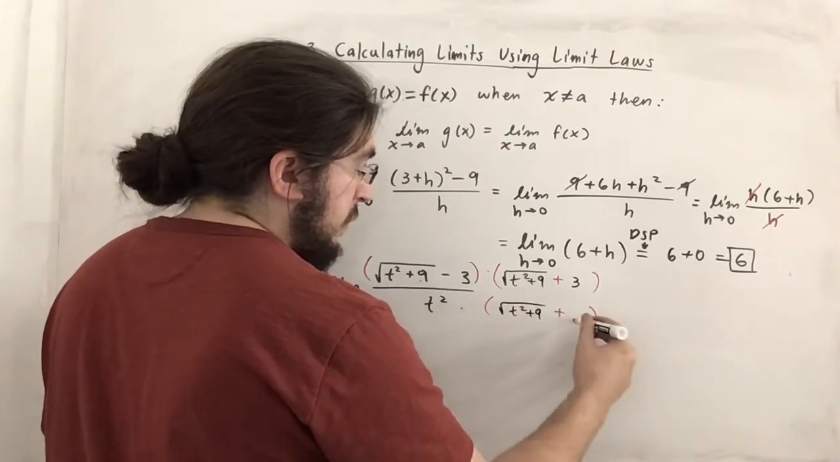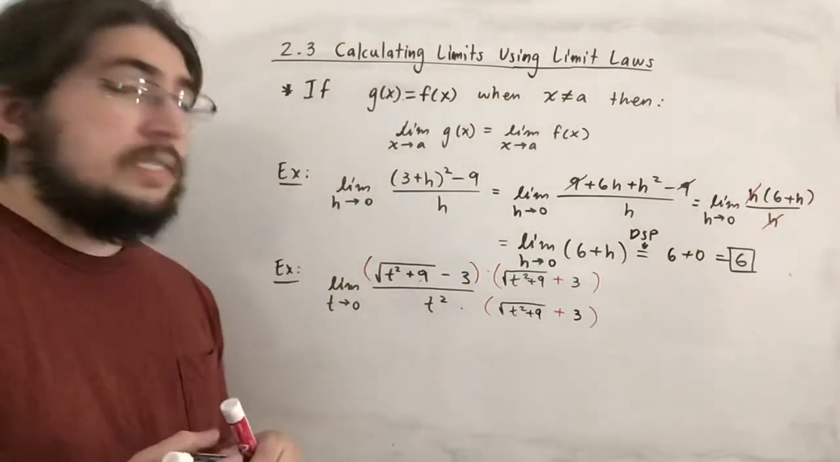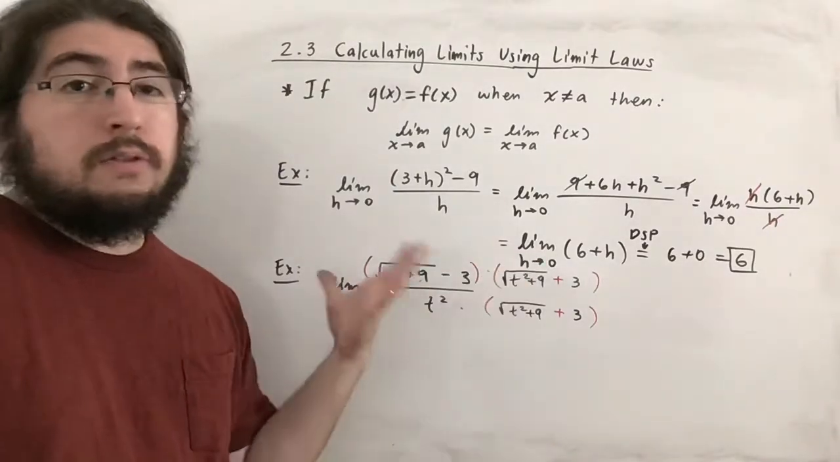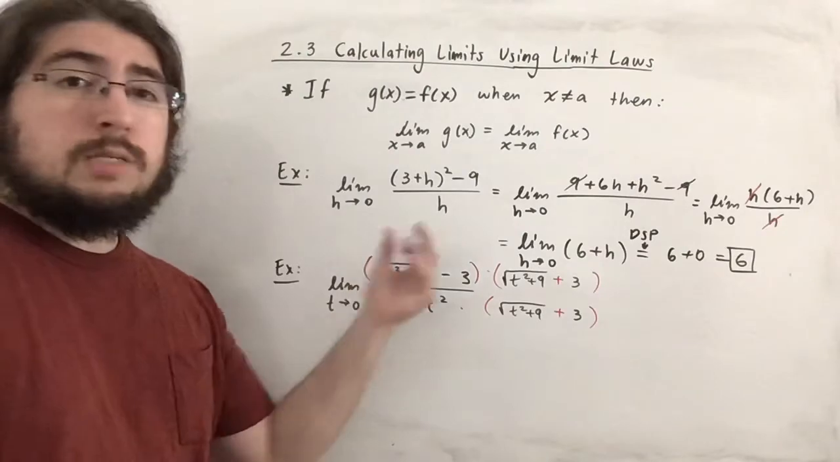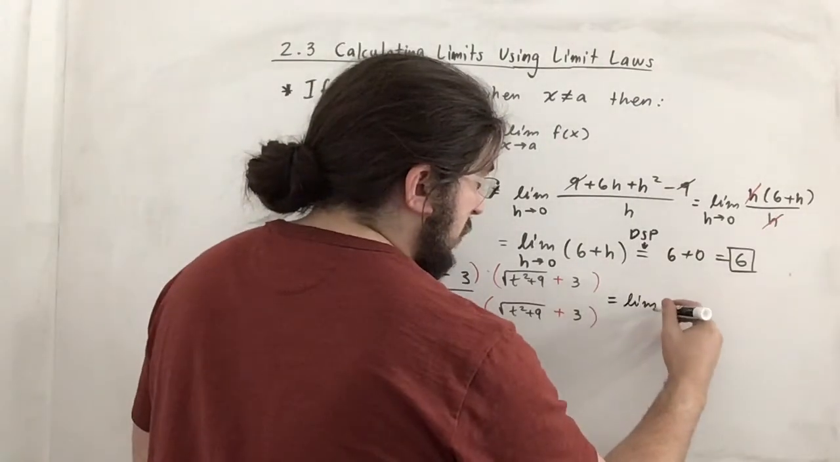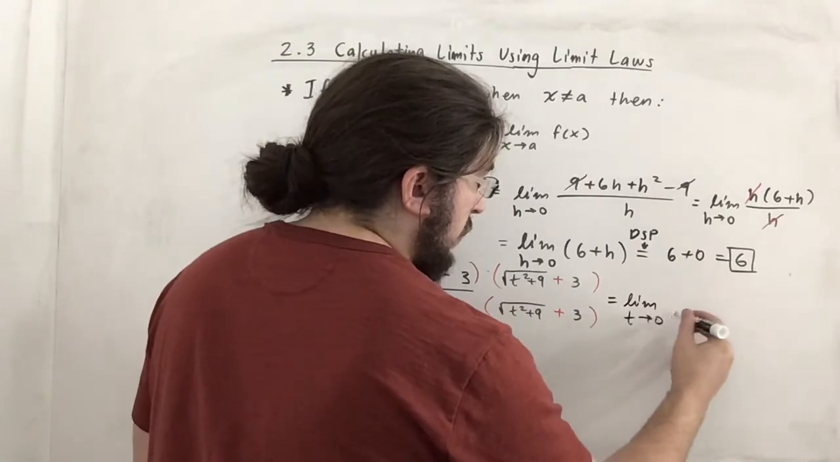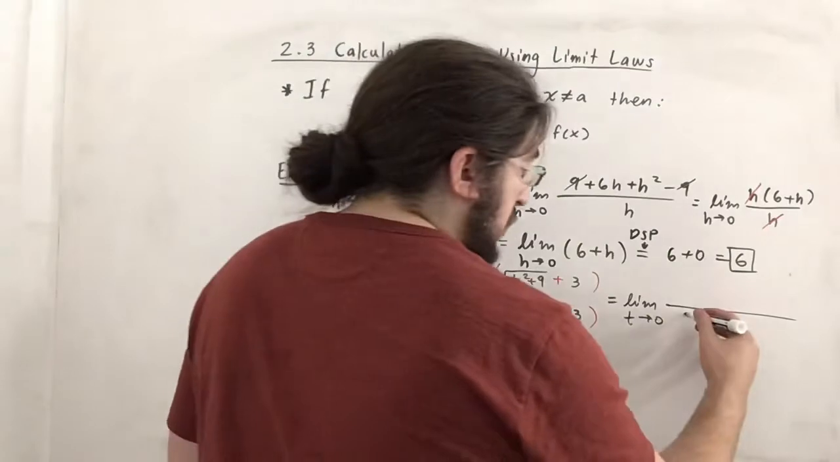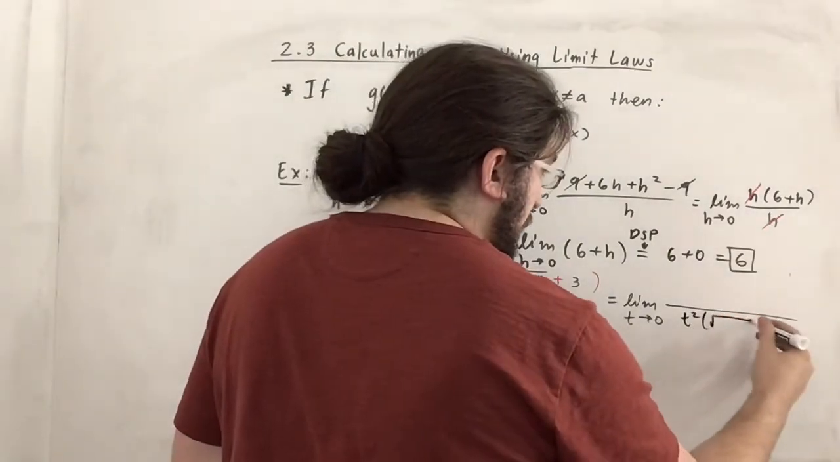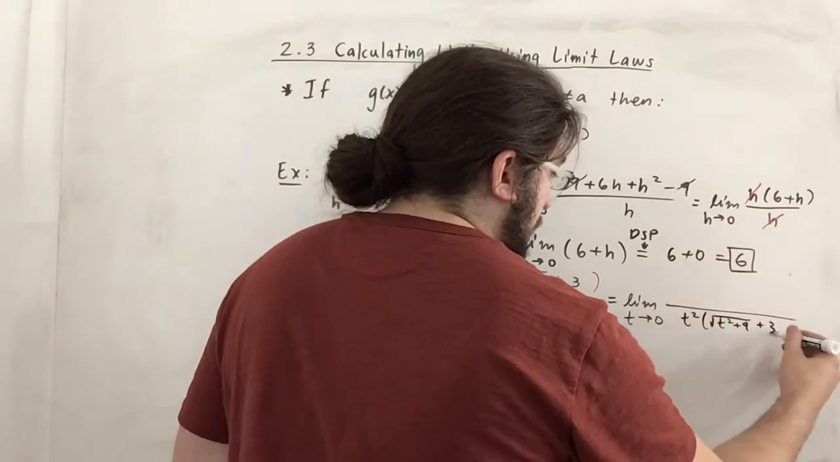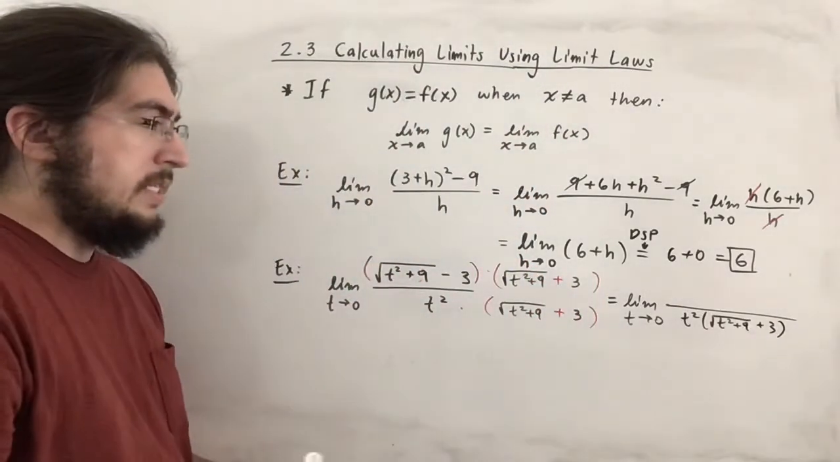Why on earth would we do this? Of course, we're doing this to force a difference of squares. A difference of squares in the top will no longer contain a radical because we'll be squaring terms. So now we'll have the limit as t goes to 0 of, the denominator now will be t squared times this conjugate expression. I'll actually leave it like that. We could distribute it if you like, but you'll find out it's best to leave it like this.